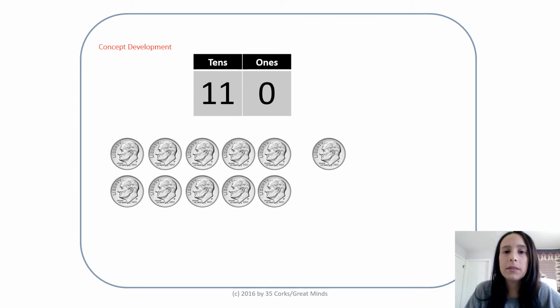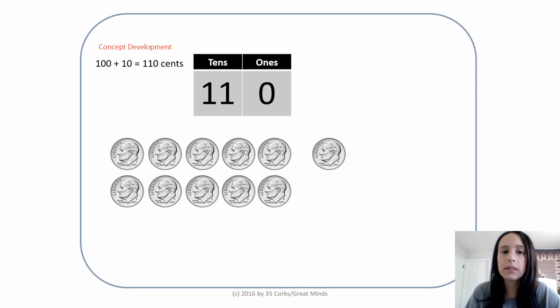We added 10 cents to 100 cents. So we had 100 cents, or 10 tens. We added 10 more cents, which is why I have 100 plus 10. That equals 110 cents.